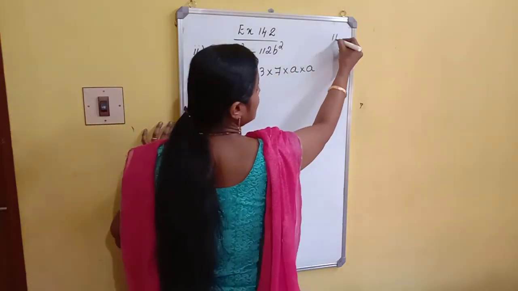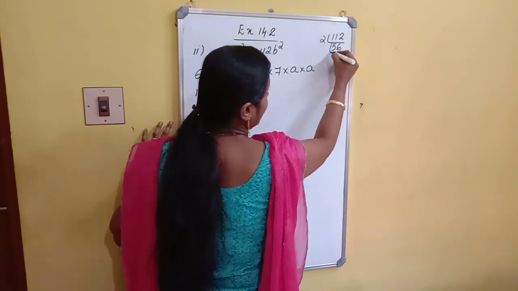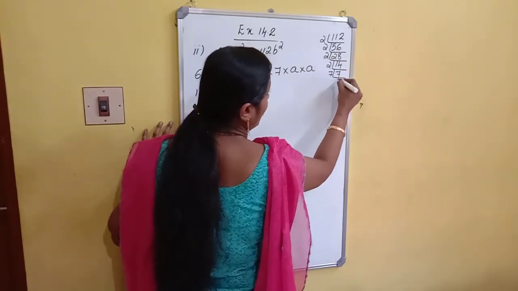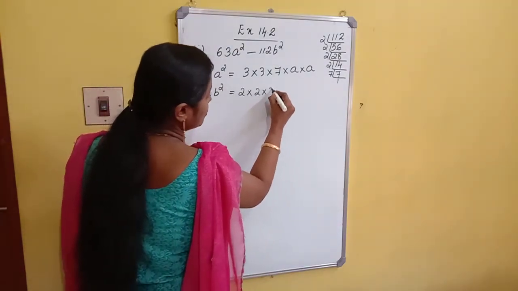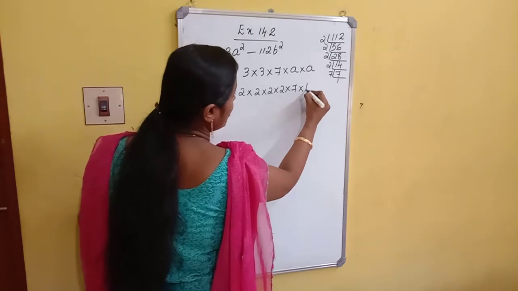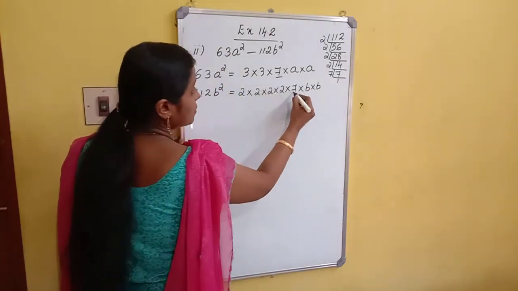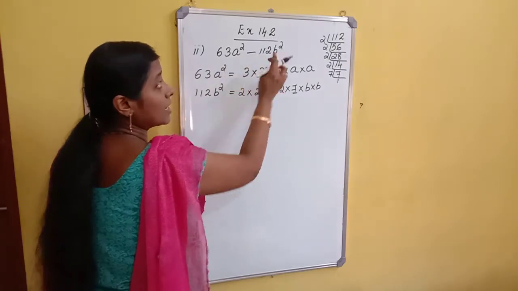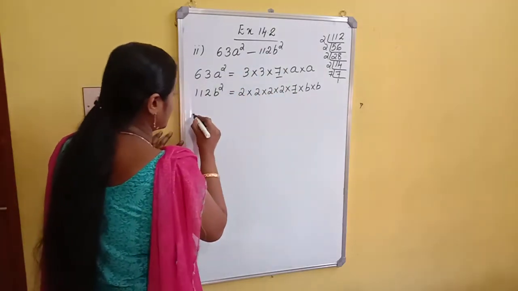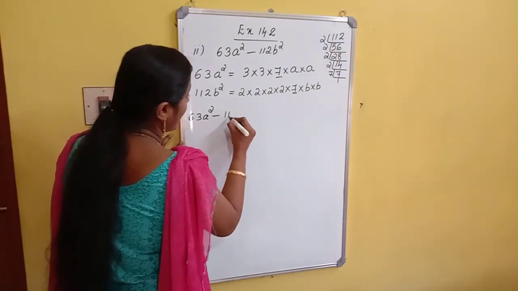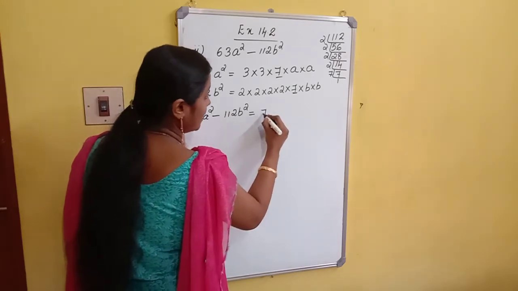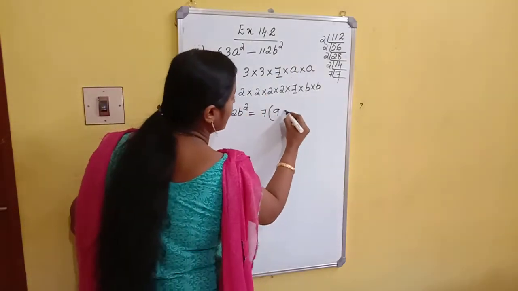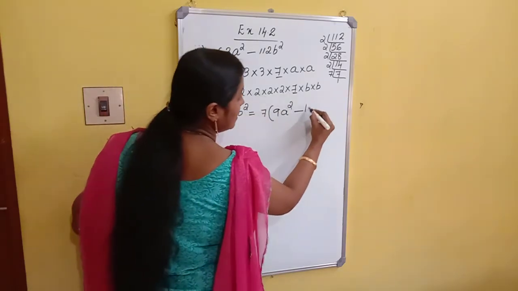How to factorize 112? That is 2 into 56, again 2 into 28, again 2 into 14, and then 2 into 7, then 1. Okay, so 2 into 2 into 2 into 2 into 7 into b, b². Okay, which term is common here? 7. Only 7 is common in both the terms. So 63a² minus 112b², how can you write? That is 7 outside, 63a² minus 112b² equals what? 7 outside, inside the bracket, 3 into 3, 9a², okay, that is 9a² minus here 16b².